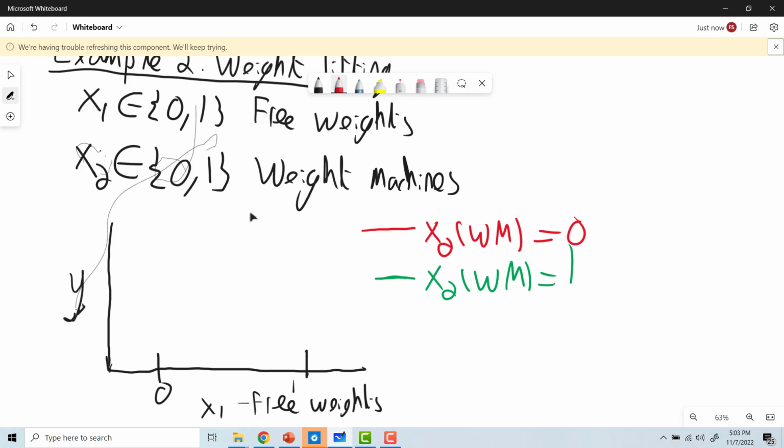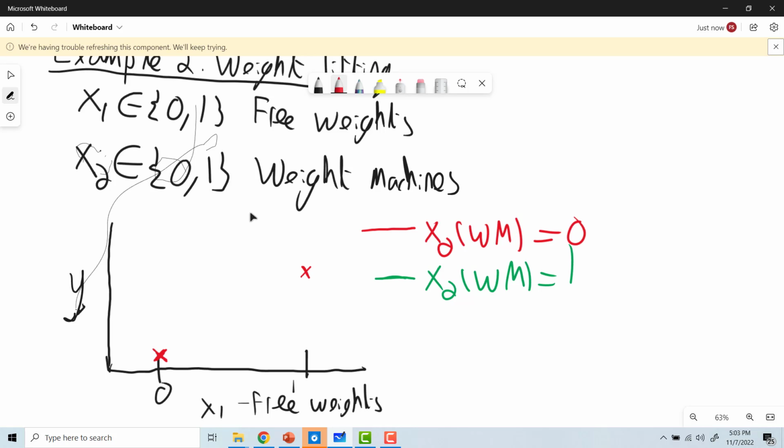So imagine that I did neither kind of weights, then I do badly in the competition. So x2 equals 0 and x1 equals 0. I'm going to be somewhere down here. I'm not going to be able to lift the first weight in the competition. But if I do a lot of training, then I'll do pretty well in the competition. So there are two different strategies. Some people say free weights is better, other people say weight machines is better.